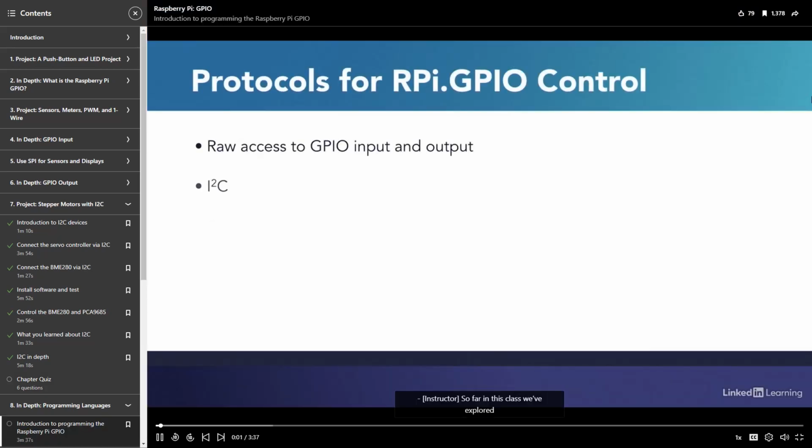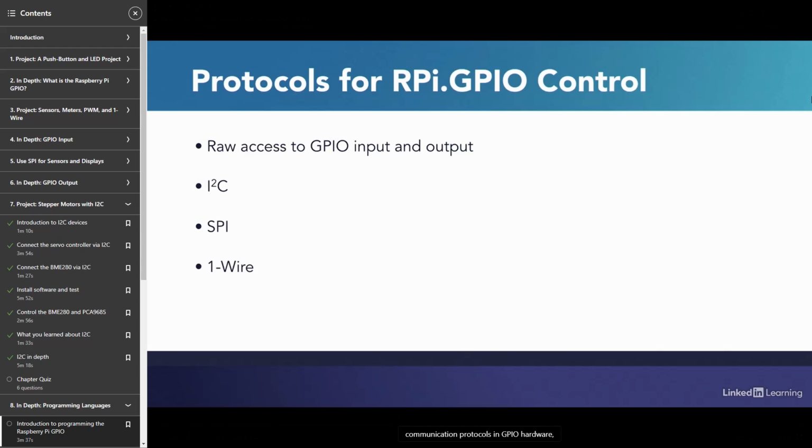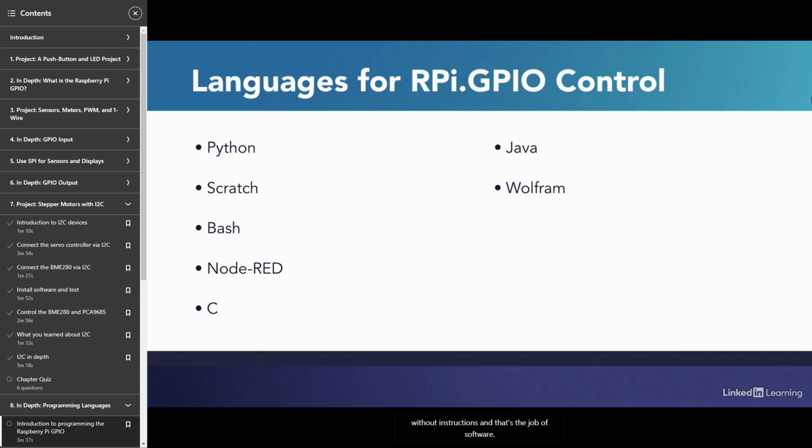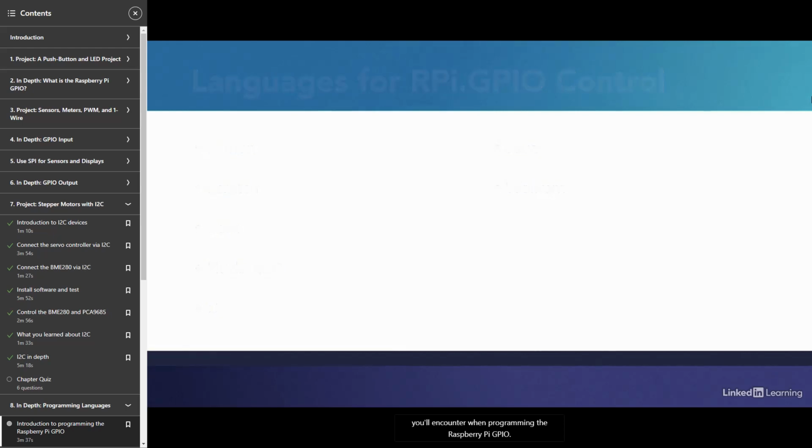So far in this class, we've explored communication protocols and GPIO hardware such as I2C and SPI and OneWire. But none of these hardware tools do anything without instructions, and that's the job of software. Up until now, I've used the Python programming language, but Python is only one of the many languages available for the Raspberry Pi. Since this is a course about GPIO, I'm going to compare the most common languages you'll encounter when programming the Raspberry Pi GPIO.